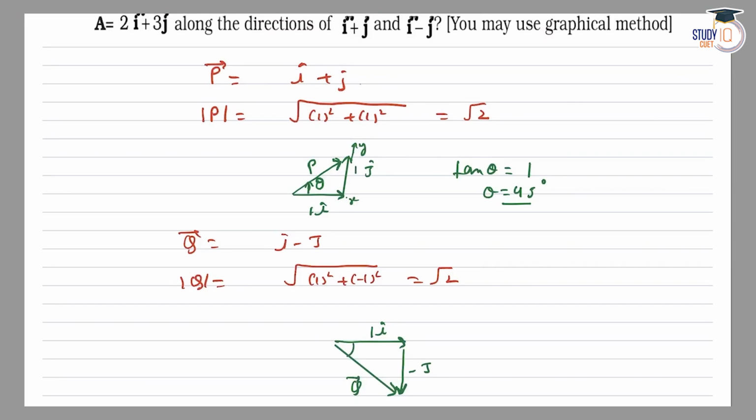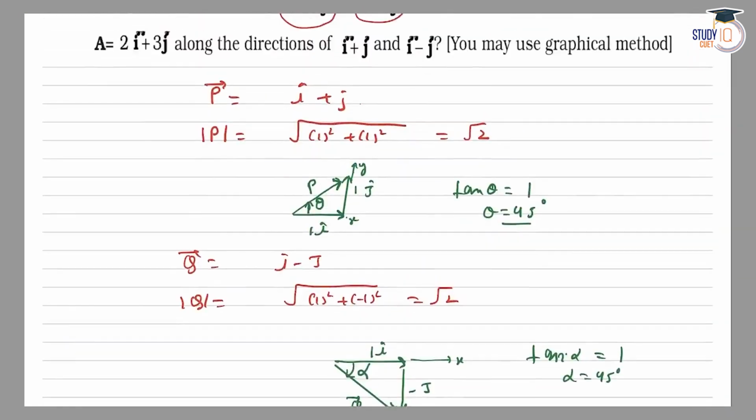Now this q makes an angle alpha with the x-axis in the clockwise direction. So tan alpha can be written as 1 upon 1, that is 1. So alpha is equal to 45 degrees. So p makes an angle of 45 degrees from x in the anti-clockwise direction and q makes an angle of 45 degrees with x in the clockwise direction. Now next, what is given?